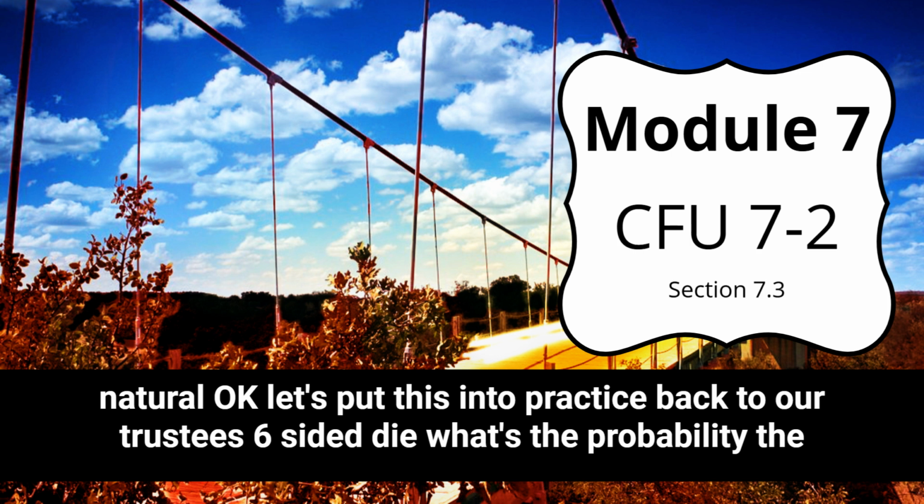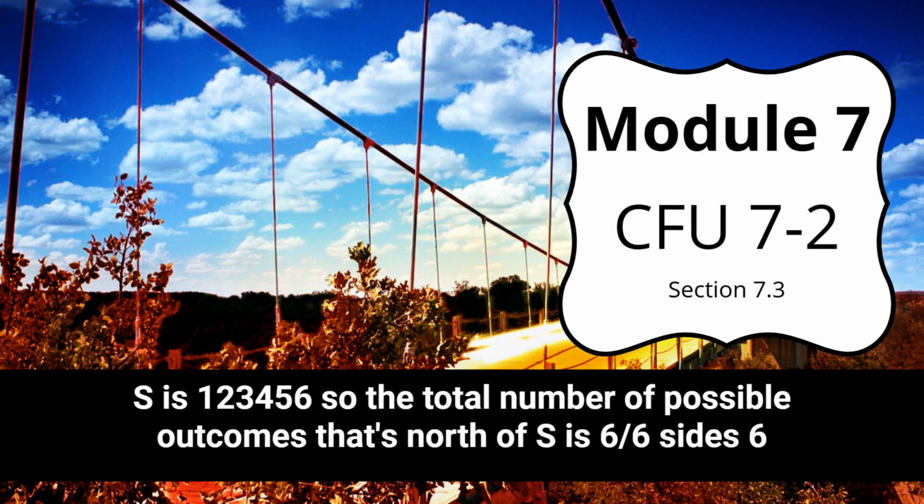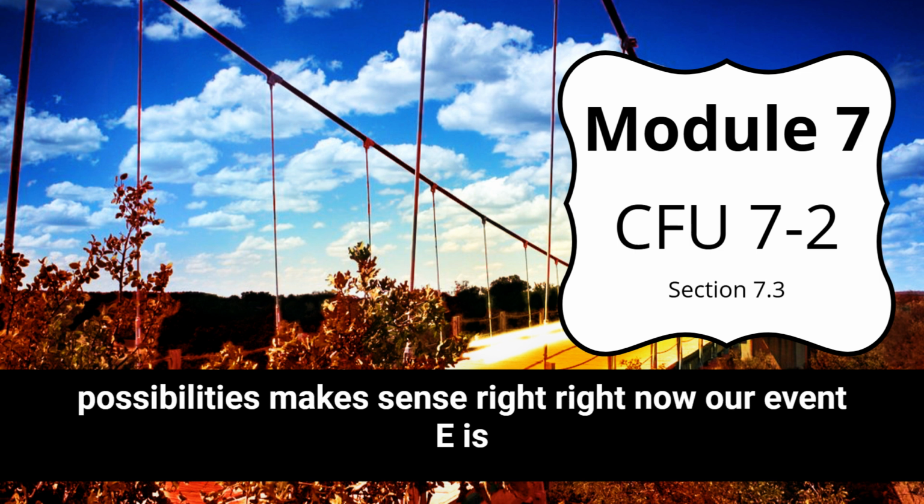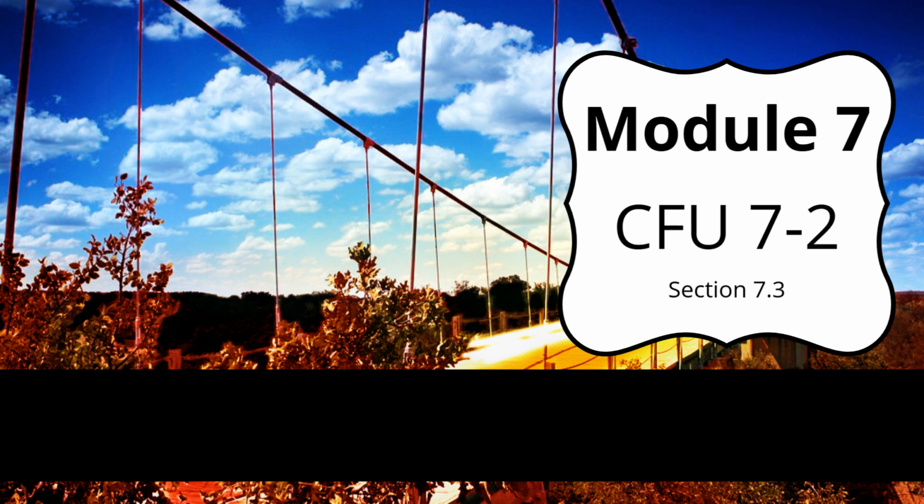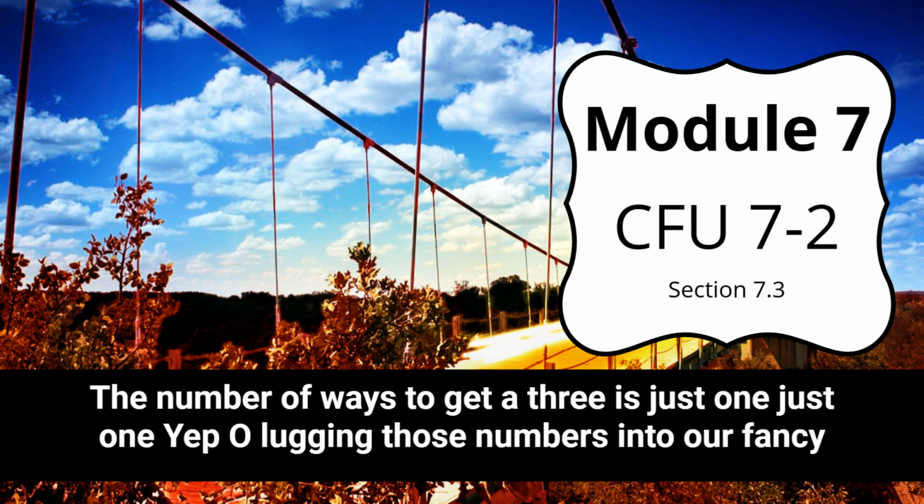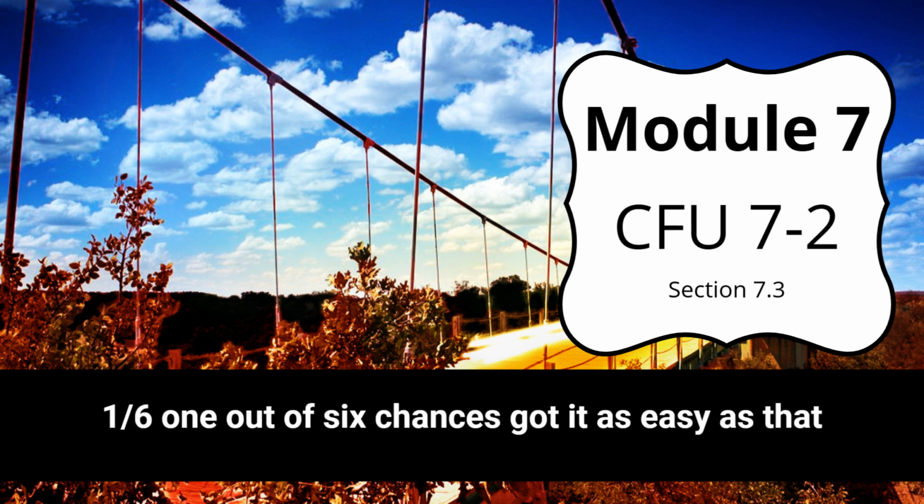Okay, let's put this into practice. Back to our trusty six-sided die. What's the theoretical probability of rolling a 3? All right, let's break it down. Our sample space, S, is 1, 2, 3, 4, 5, 6. So the total number of possible outcomes, N(S), is 6. Six sides, six possibilities. Now, our event, E, is rolling a 3. That's just one specific outcome. So N(E), the number of ways to get a 3, is just 1. So plugging those numbers into our formula, the probability of rolling a 3, P(E), is 1 divided by 6, or 1/6. One out of six chances. Got it. As easy as that.